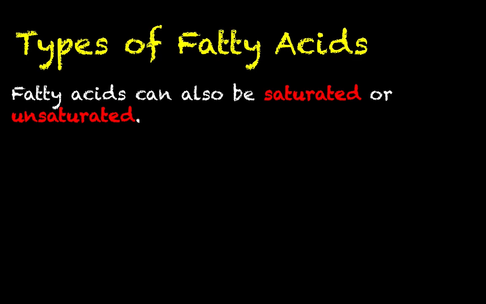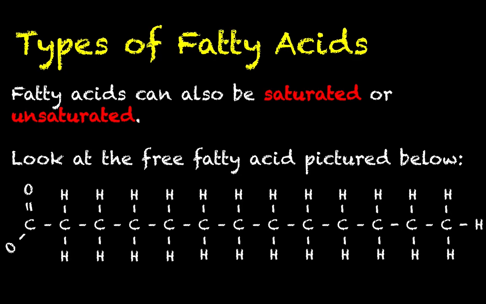Fatty acids can come in 2 basic varieties. They can either be saturated or unsaturated. If you've ever looked at the back of a nutrition facts label on your favorite food product, you're probably at least aware of these terms, even if maybe you don't know exactly what they mean. To illustrate the difference between a saturated and an unsaturated fatty acid, take a look at the fatty acid that's pictured below. You can see the carboxyl group right here that serves as the potential attachment point onto glycerol, and then you see a long hydrocarbon tail.